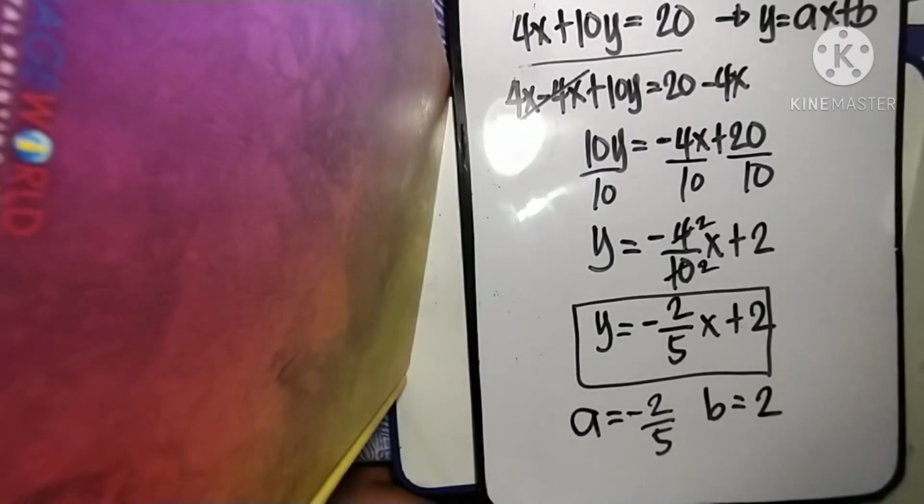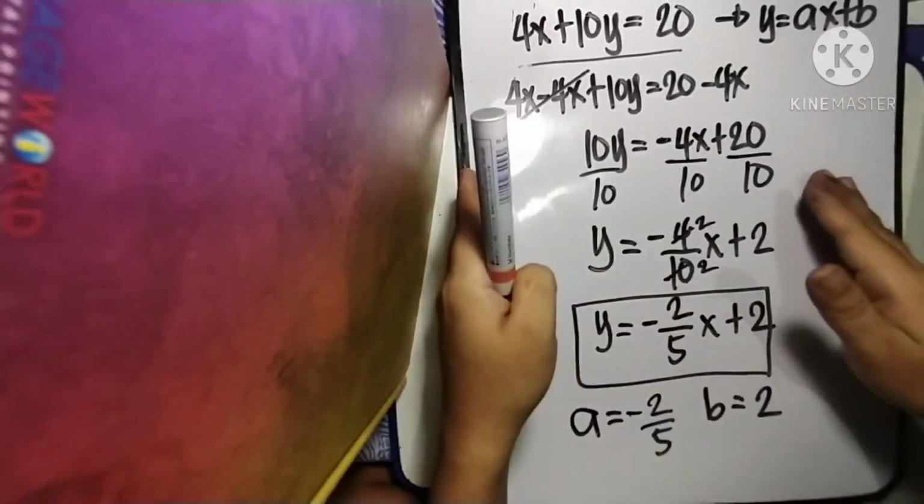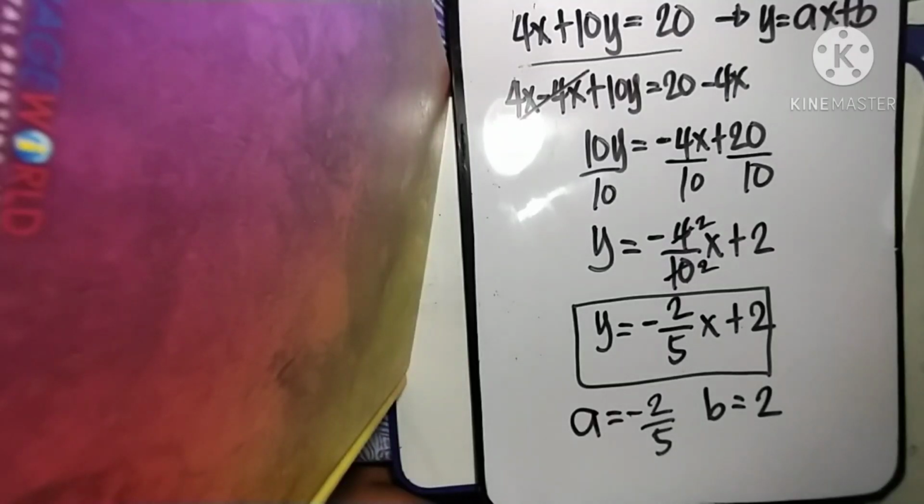Okay, so always remember, in changing standard form to slope-intercept form, we need to apply different properties of equality.